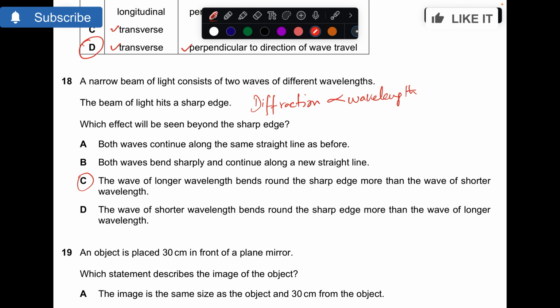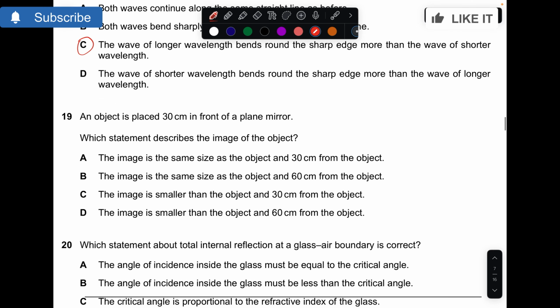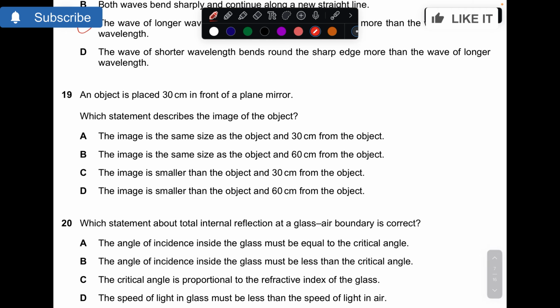So it is C that is correct. Question 19: an object is placed 30 centimeters in front of a plane mirror. Which statement describes the image of the object?